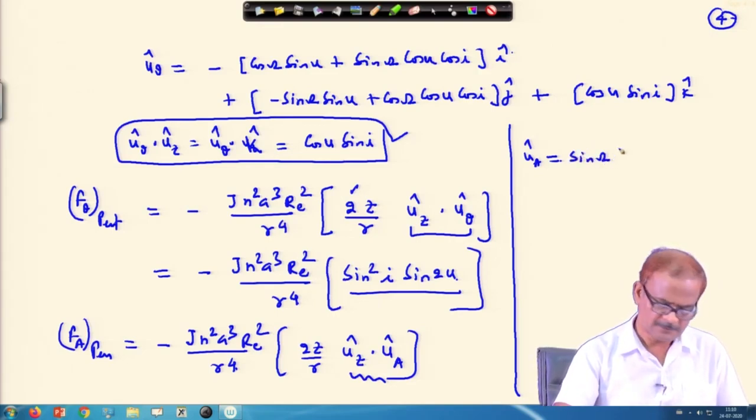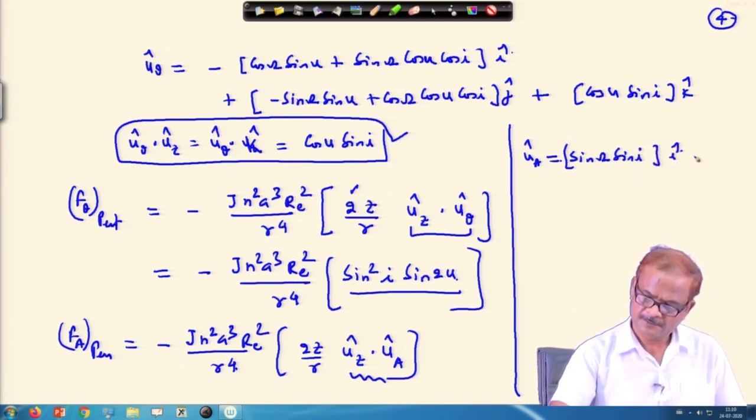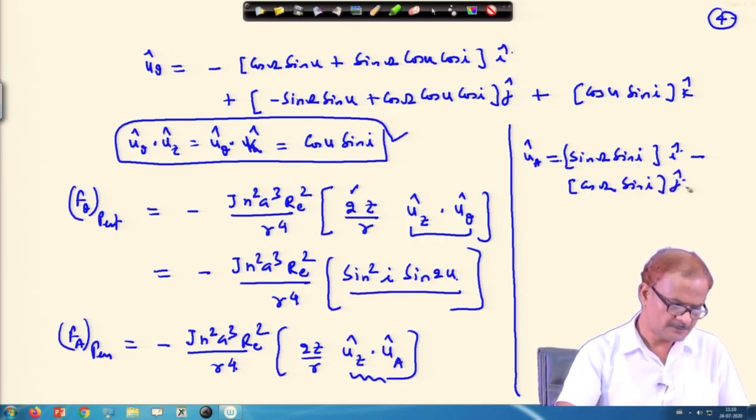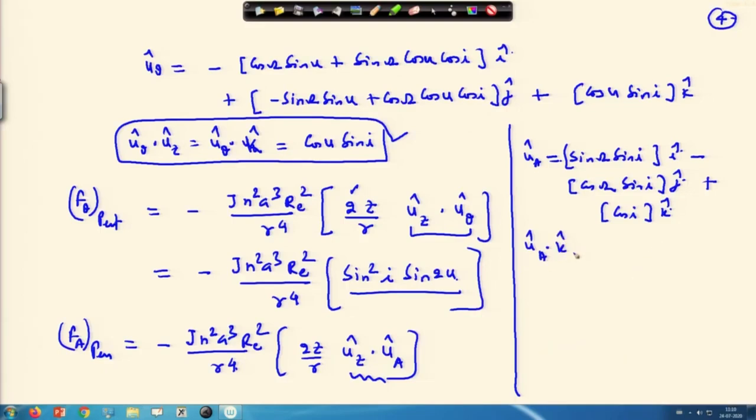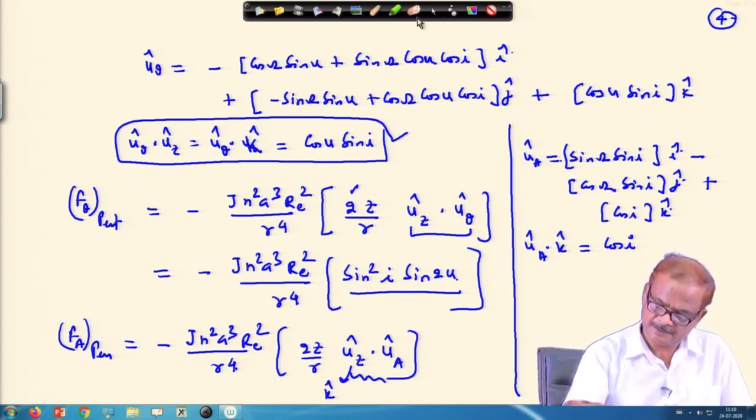this will appear as sin capital omega sin I times i cap minus cos capital omega sin I j cap plus cos I times k cap. And therefore, immediately we can see from this place that u_h dot k cap, this z is nothing but k cap, results in cos I. So, all the things are available here and we can immediately write the result for this.